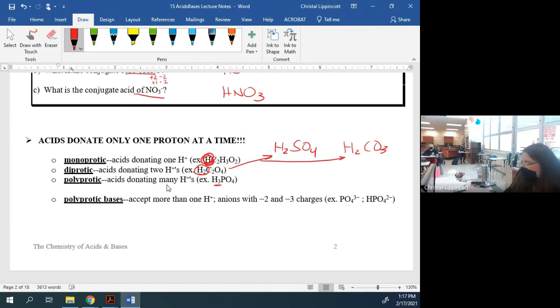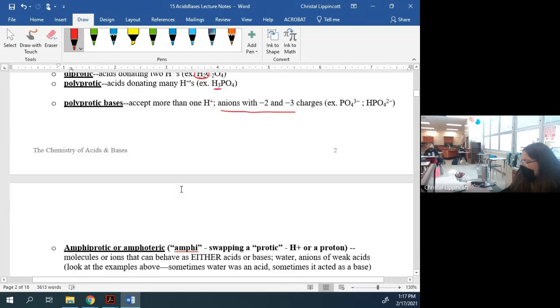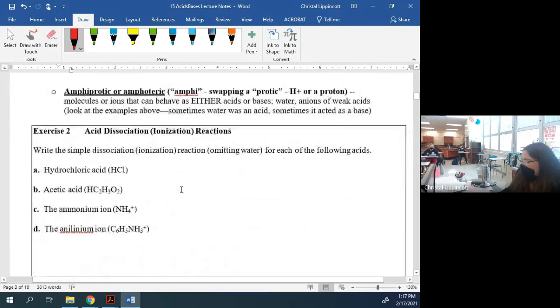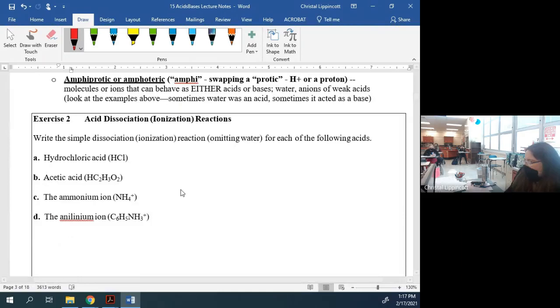Okay? Polyprotic bases then will accept more than one hydrogen ion. They are anions with a -2 or -3 charge. All right, now we can have stuff called amphoteric. Amphi means 2 ways or swapping, so we're able to swap protons. These are molecules that can either act as acids or bases. Water is the quintessential example of this. Okay?